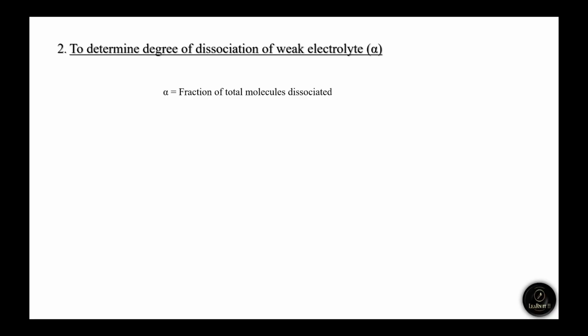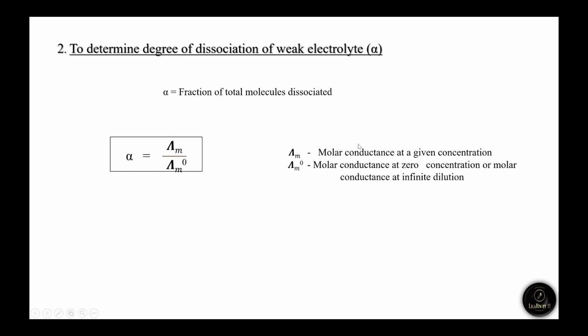The question comes how to calculate it by using the molar conductance. So there is a formula, that is alpha is equal to lambda m divided by lambda naught m. So lambda m is the molar conductance at a given concentration, lambda naught m is the molar conductance at infinite dilution, or zero concentration, or limiting molar conductance. Here lambda naught m for a weak electrolyte is already calculated by using the first application of Kohlrausch law, and lambda m can be calculated by using the conductometer experiment. Then we can understand the alpha or fraction of total molecules dissociated.